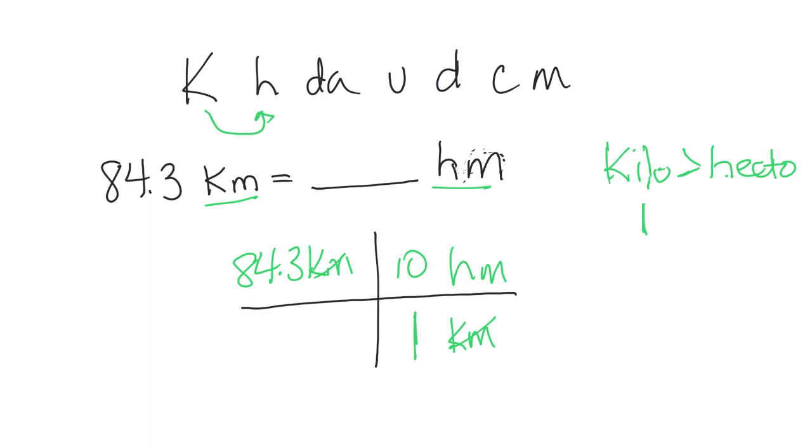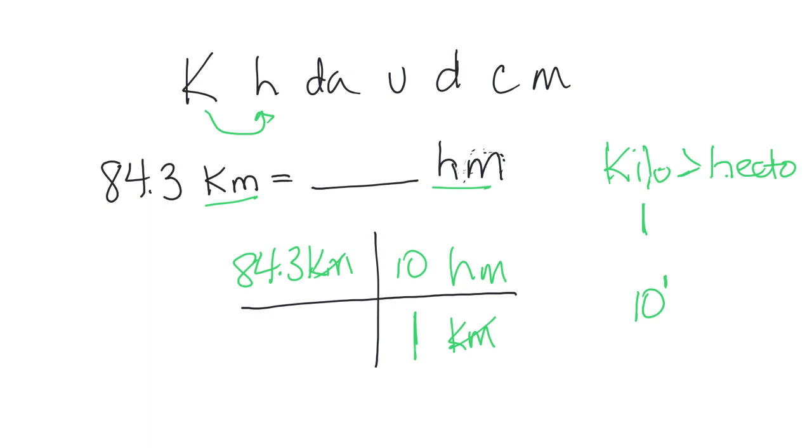See, it's 10 to the first. So it's 10 to whatever number of spaces you moved. In this case, it's 10 to the first, which is 10. If I moved it twice, it would be 10 squared. Moved it three times, it'd be 10 cubed. Does that make sense? Hopefully.